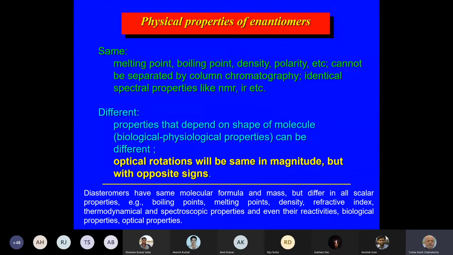And diastereomers can have everything different. They have only the molecular formula and mass the same, but they have a different boiling point, melting point, density, thermodynamic and other properties can be different, and also optical properties.